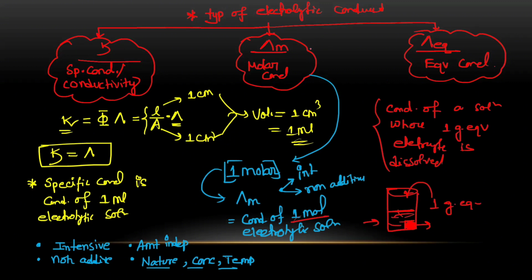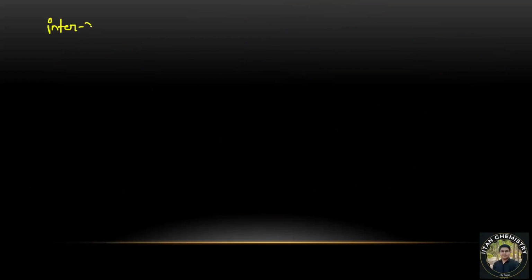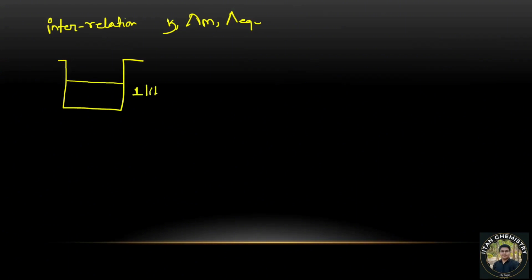Now, what is the relation between lambda m and lambda equivalent? Kappa is very much easy because it's nothing but the conductivity of 1 mL solution. So first let's discuss the relationship between kappa and lambda m, then lambda m will be related to lambda equivalent. So now we are going to learn the interrelation of kappa, lambda m, and lambda equivalent. Now let's take one example. Suppose I have 1 liter solution and m mole electrolyte.